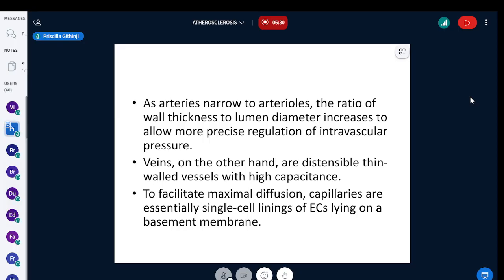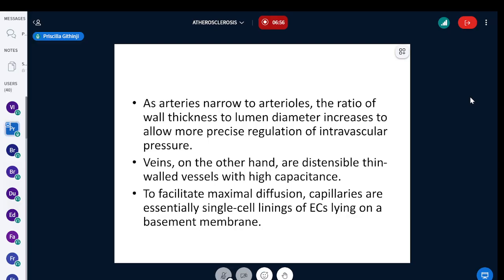to allow more precise regulation of intravascular pressure. Because at the arterial level, you're just transporting blood and you require high pressures. At the arteriolar level, you're now going into the specific tissue to bathe the cells with oxygen and other nutrients, so you require the lumen to be wider as opposed to the wall being thicker. So that's what it means.